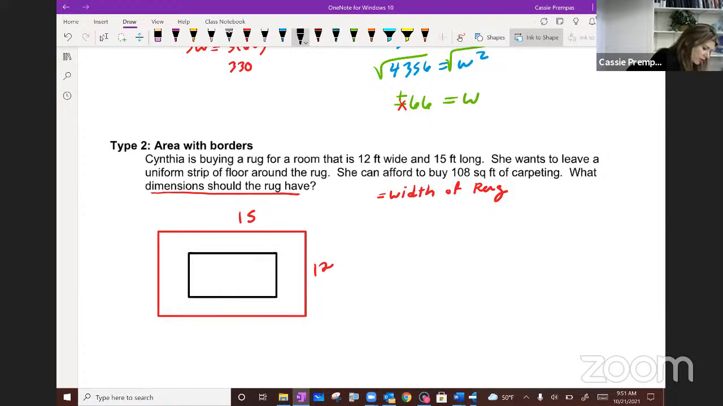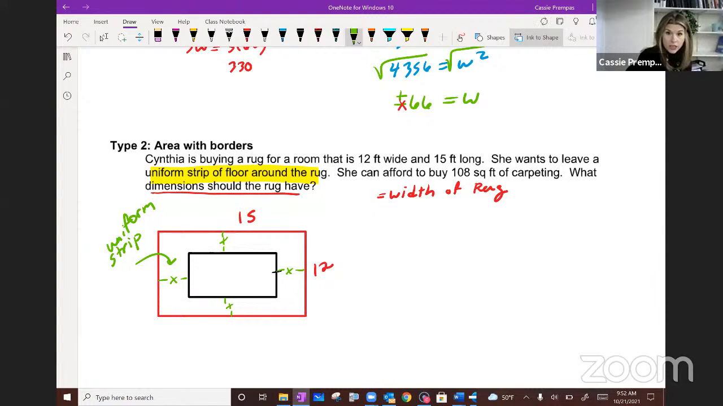And I'm going to be looking for what I can call that piece to be the width. And the other piece that it says is that she wants to leave a uniform strip of floor around the rug. Uniform strip means equal in length. So I could call this X, this X, this X, and this X. And that would represent the uniform strip.